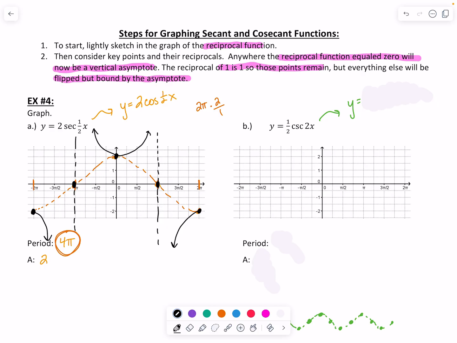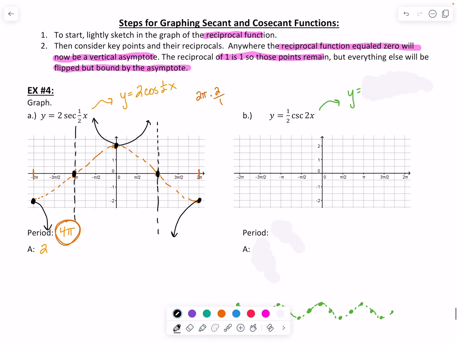All right, let's look at the cosecant graph, okay? Let's consider, oh my gosh, sorry, those are my dogs. Let's consider the reciprocal of my cosecant graph.